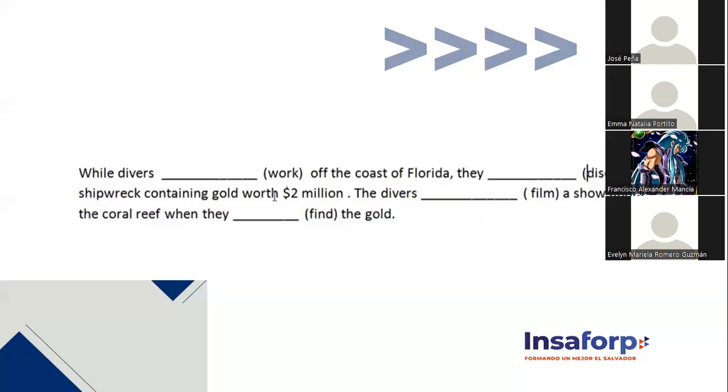I clearly heard your pronunciation, which was really good, Emma. Emma knows that after the R it is considered voiced, and you say the sound in discovered. Okay, and then this one is filming, like ing, filming, and then this is irregular, found. Okay, so thank you so much.